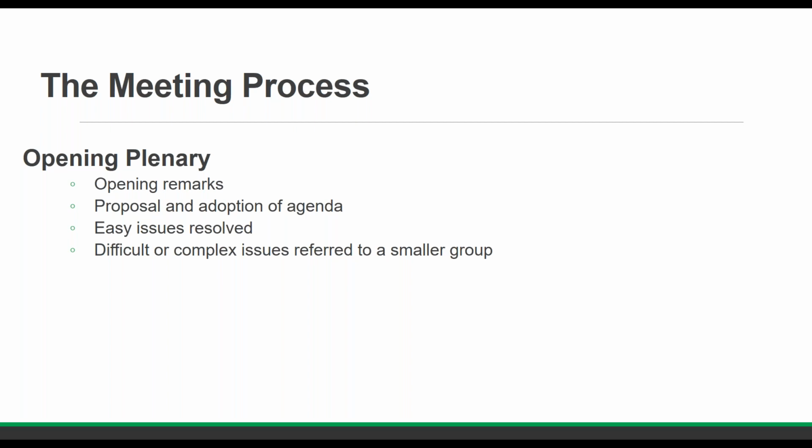They will all start with an opening plenary. Whether it's the CMP, the CMA, the APA, the SBI, the SBSTA, they will include opening remarks from usually groups of parties that are welcomed. There will be a proposal and adoption of the agenda that's been put forward. There's usually a number of agenda items that don't need to meet in informals because they're easy issues, so they will be resolved in that opening plenary. And then the difficult or complex issues will be referred to a smaller group. And that smaller group could be the SBI, for example, or the SBSTA.